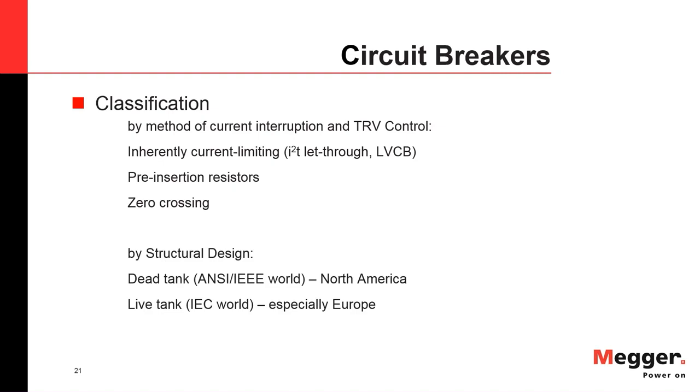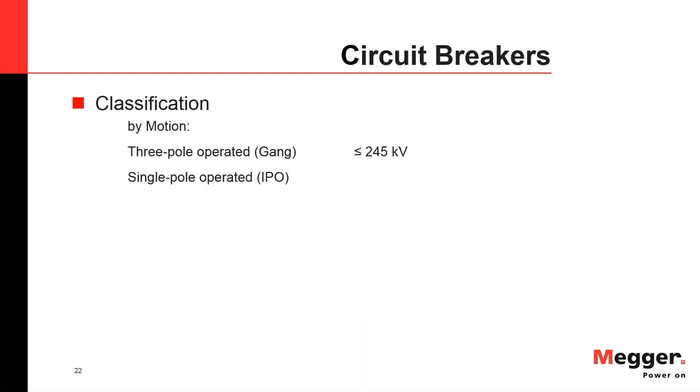Then a very classic classification is structural design, pretty much very popular in the rest of the world, live tank circuit breakers, specifically Europe. This is pretty much the dominating circuit breaker technology, and why in North America, Canada, and the US, it is the dead tank design. You can classify them by motion. So below 245 kV, you have 3-pole operated breakers, and then you have single pole operated, individual pole operated IPO.